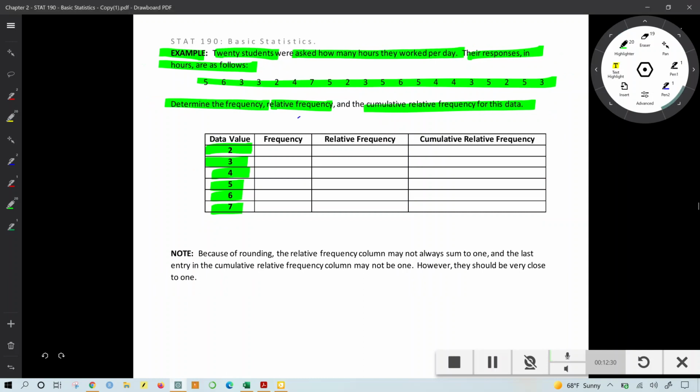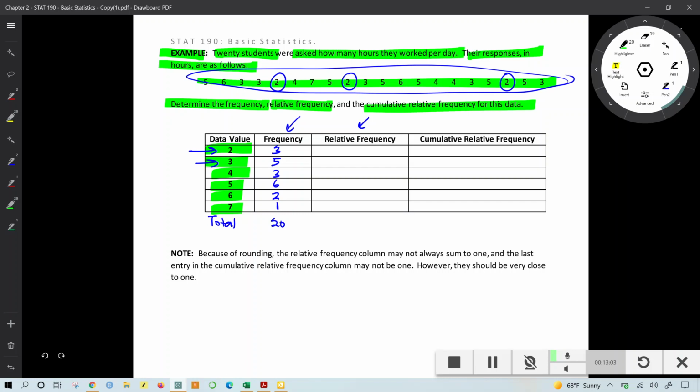Let us see how to complete the frequencies, the relative frequencies, and the cumulative relative frequencies. So for 2, I'm going to count how many 2s I have in the data set. So I have 1, I have 2, and I have 3. So I'm going to record 3. And I can do the same for 3 up to 7. If you have done it, you should have 5, 3, 6, 2, 1. And the total frequency should be 20, which should match the total number of data values here.